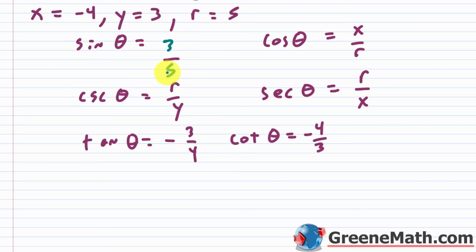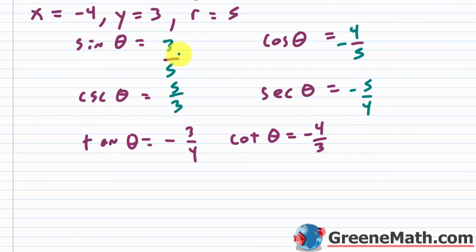And again, you can just flip this to get the cosecant of theta. So this is going to be 5/3. And then for the cosine of theta, you have an x value that's going to be -4. We put the negative out in front. And then the r value is 5. So this is -4/5. Again, for the secant of theta, just flip that. So it's going to be -5/4.